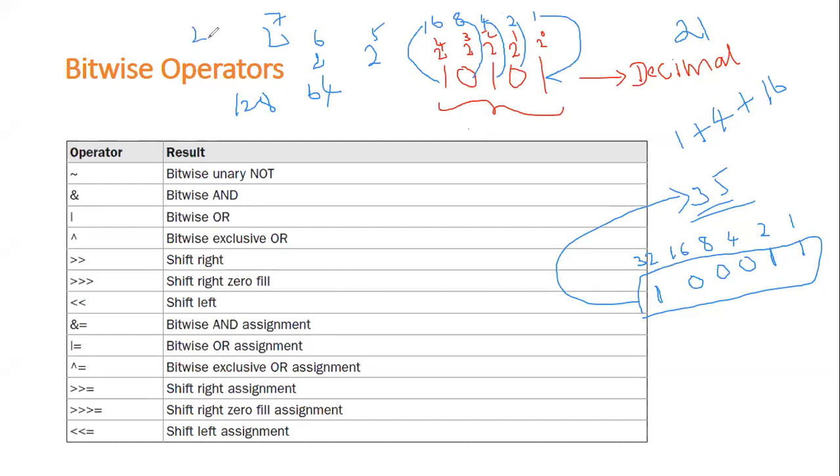Next is 2 power 8. What's the value of 2 power 8? It is 256. Like this it goes on, and you can compute that. I hope you understood how to compute a binary value from a given decimal number. If you give a decimal number like this, you can compute a binary value like this.